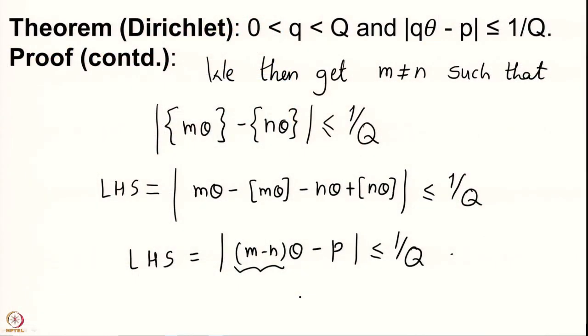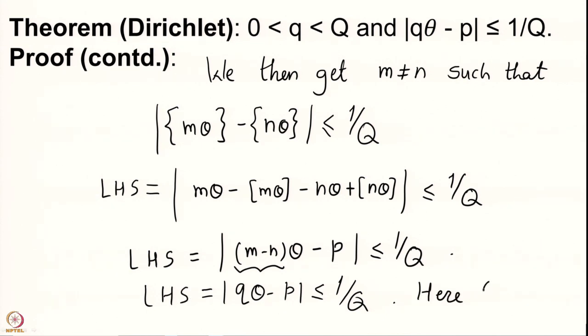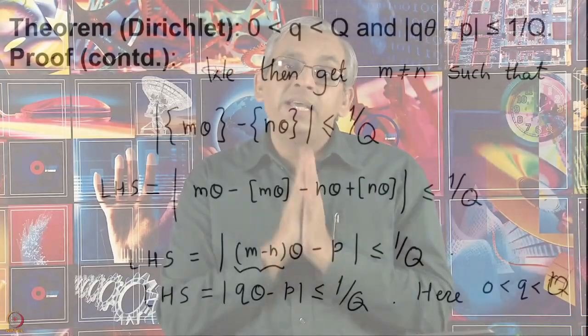If you have both of those numbers to be fractional parts of m theta and n theta for different m and n, then we of course know that their difference has to be again less than or equal to 1 upon q. So, I will write it as mod of q theta minus p less than or equal to 1 upon q. So, we have obtained our q to be some number which is less than or equal to q minus 1, which means that it is strictly less than the number capital Q. So, this is what we have obtained, but how does it help us in getting a good approximation? So, let us see further.